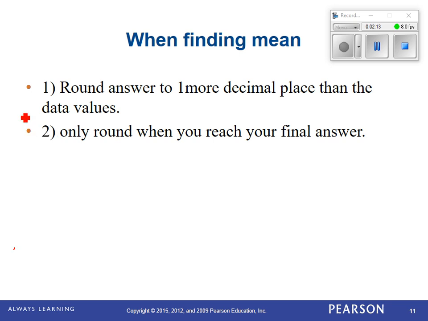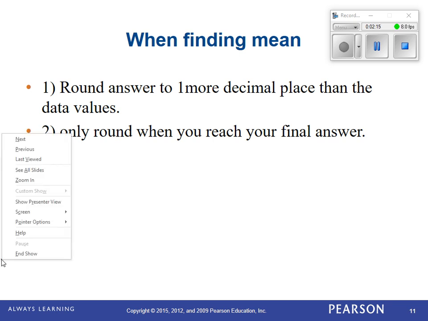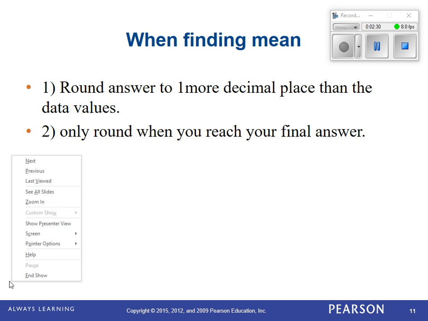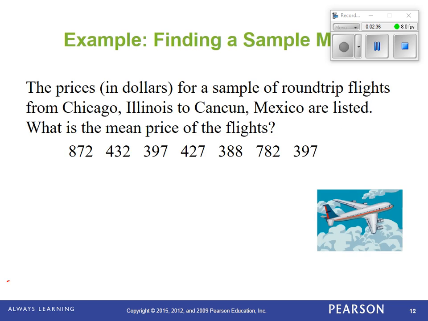When you find the mean, we talked about this, always round off to one more place than what you started with. If all the numbers were whole numbers, then go out to the tenths and so on. Nothing really hard about that. It says only round when you get your final answer. You can do that if you do everything on your calculator, but otherwise, sometimes it's sort of difficult.